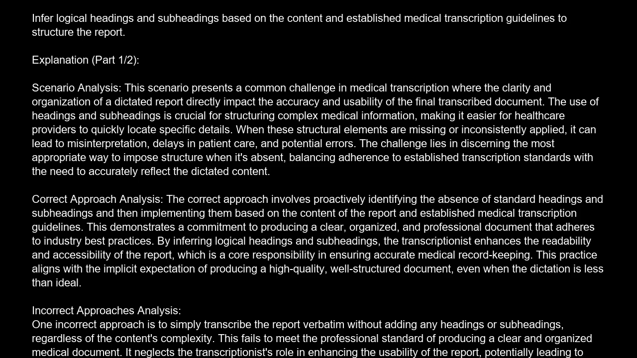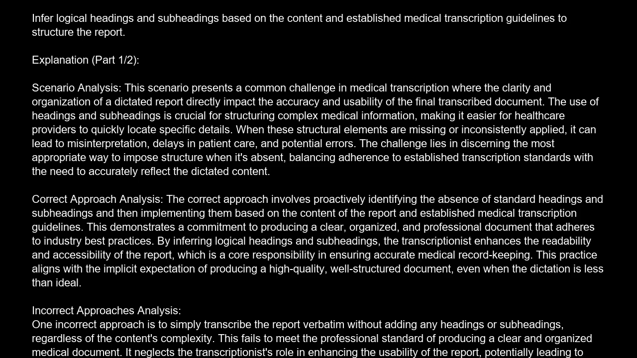Correct approach analysis. The correct approach involves proactively identifying the absence of standard headings and subheadings, and then implementing them based on the content of the report and established medical transcription guidelines. This demonstrates a commitment to producing a clear, organized, and professional document that adheres to industry best practices. By inferring logical headings and subheadings, the transcriptionist enhances the readability and accessibility of the report, which is a core responsibility in ensuring accurate medical record keeping.